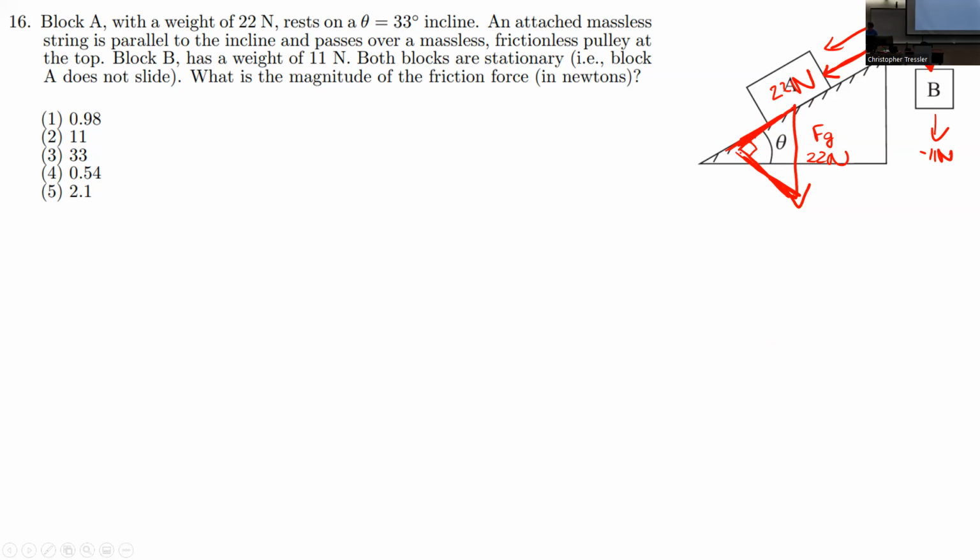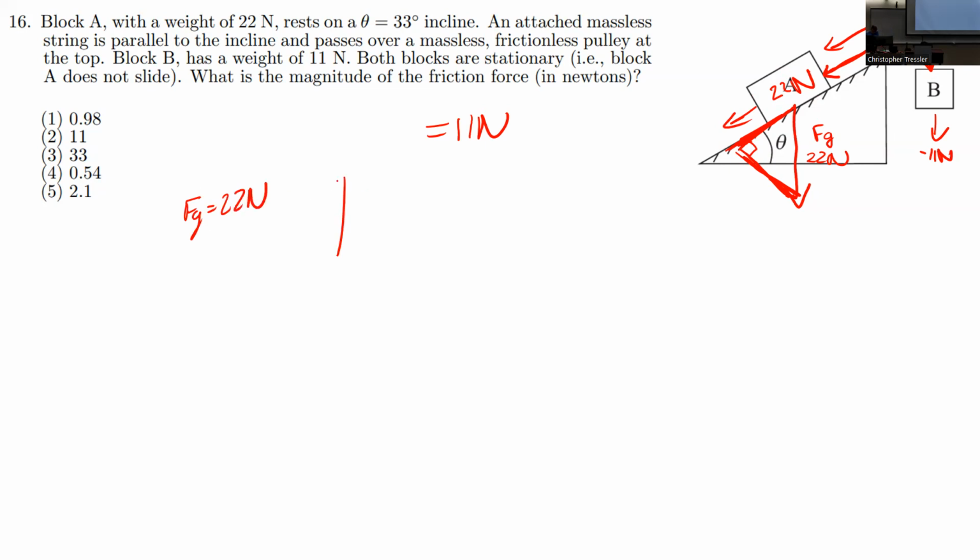So now let's read the question. It says both blocks are stationary. Now, what does stationary mean? It means that the net force is going to be zero, right? The net force of our pulley is zero, which means that this 11 newtons is going to cancel out with whichever component of this block's force of gravity. So we're going to say something is equal to 11 newtons. Now, what's that something? We have our force of gravity, which is equal to 22 newtons.